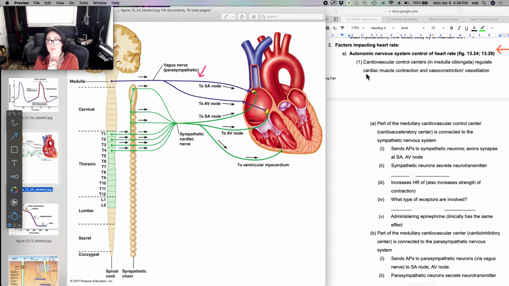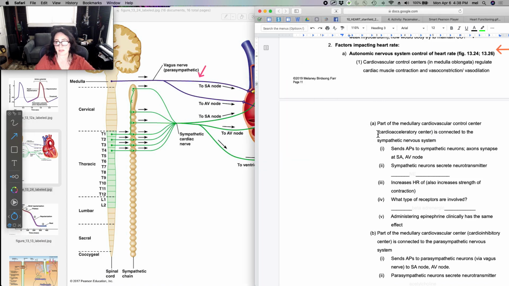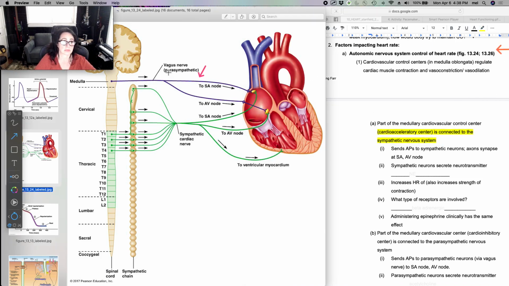So part of the medullary cardiovascular control center is generally referred to as the Cardioacceleratory Center, which just means it generally increases the heart rate. It's hooked up to the sympathetic nervous system. It's not shown here, but this portion hooked up to the sympathetic nervous system is often called the Cardioacceleratory Center because, of course, it increases the heart rate. What it does, you already know. The one that's hooked up to the sympathetic nervous system is called the Cardioacceleratory Center.